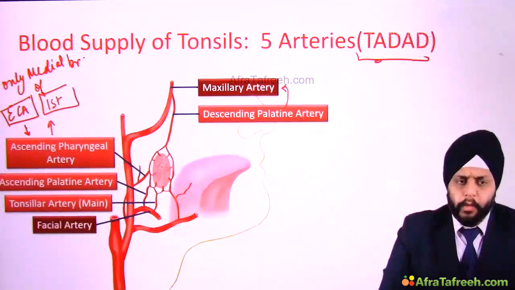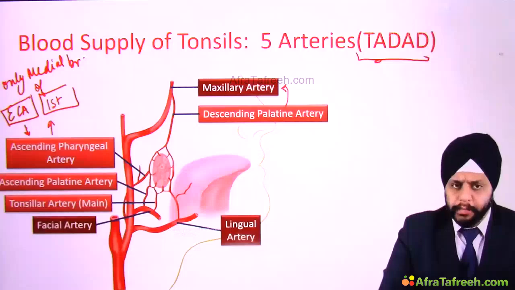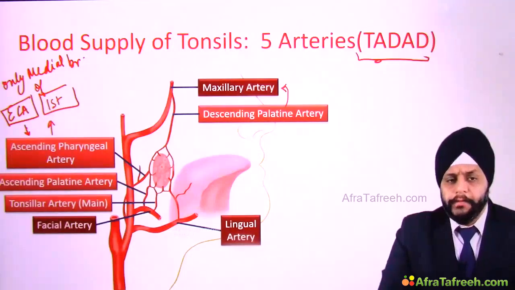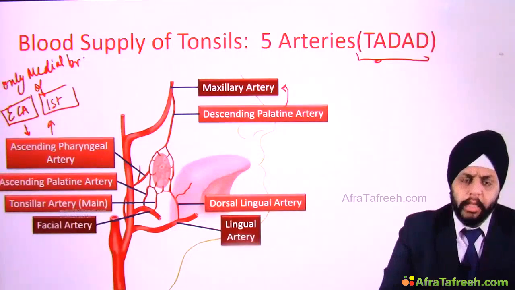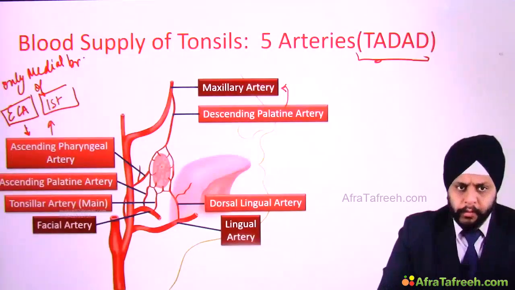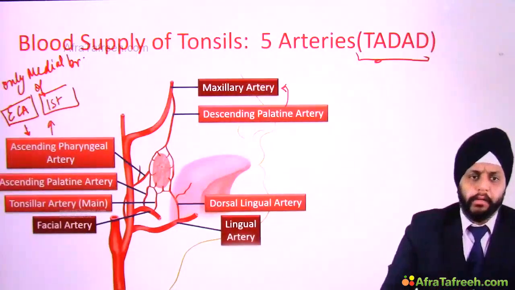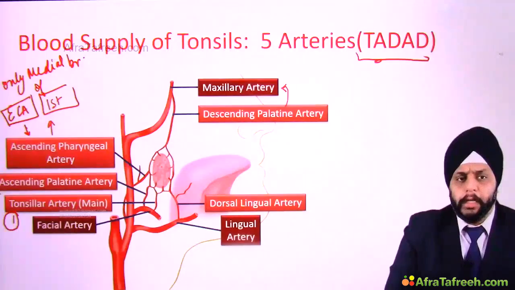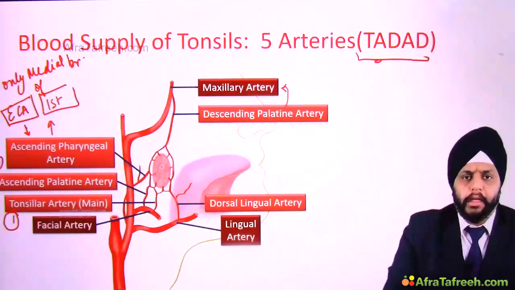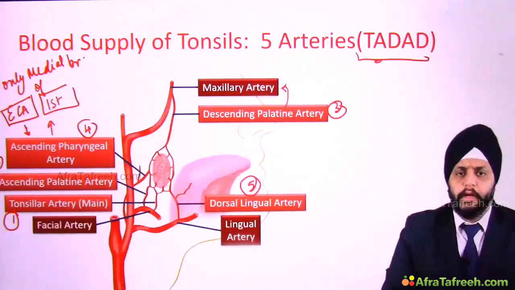Now, what else supplies the tonsils? We have the lingual artery. So look at the lingual artery. It gives a branch known as the dorsal lingual artery that goes and supplies the tongue as well as the tonsils. So you can see over here there are 5 arteries which are supplying the tonsils. Number 1 we have TADAD. So number 1 we have the tonsillar artery. Number 2 we have ascending palatine. Number 3 we have descending palatine. Number 4 we have ascending pharyngeal, and number 5 we have the dorsal lingual artery.